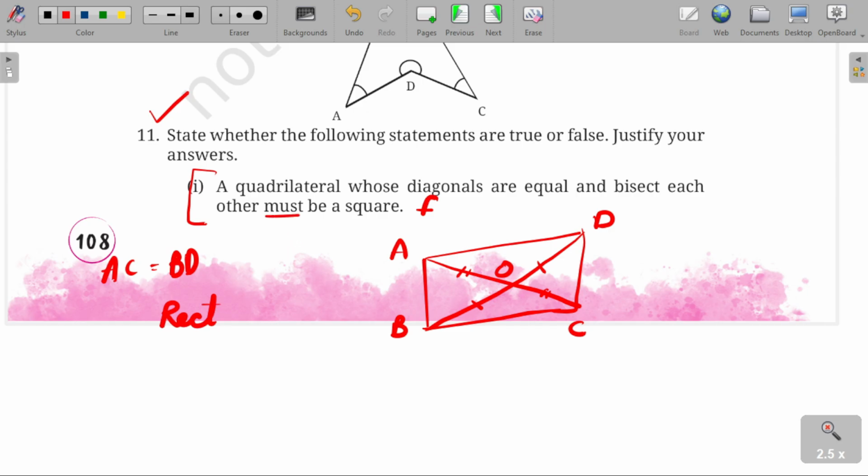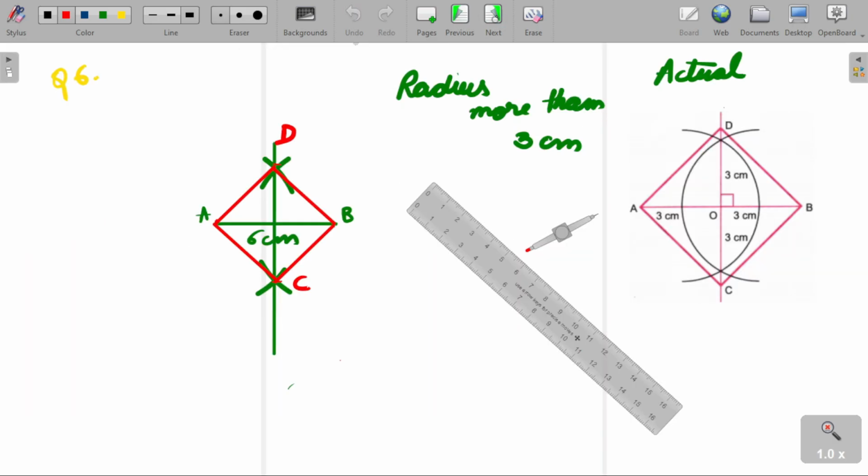They are saying must be a square, so it is not always. It is always a rectangle. This is the proper answer. Moving to the next part.